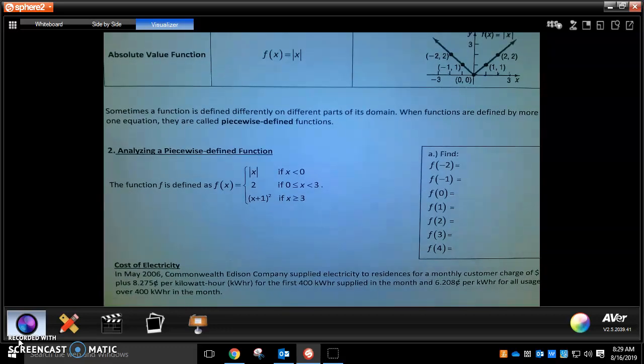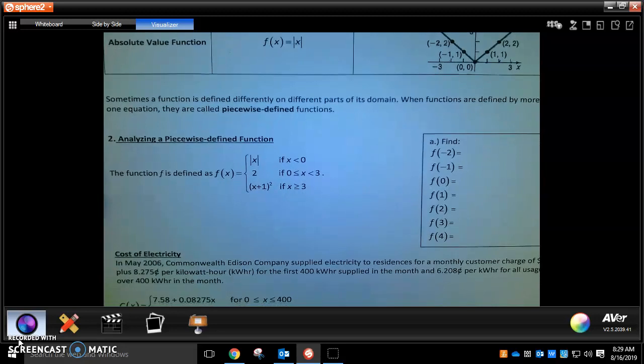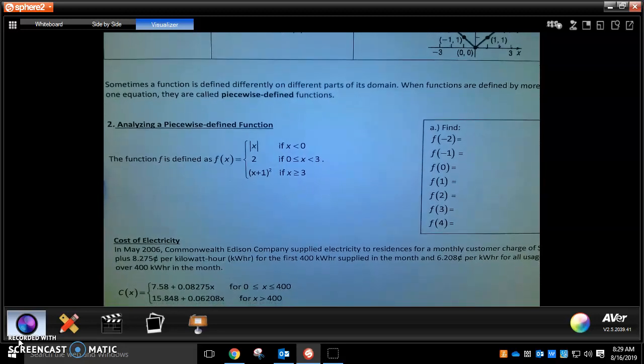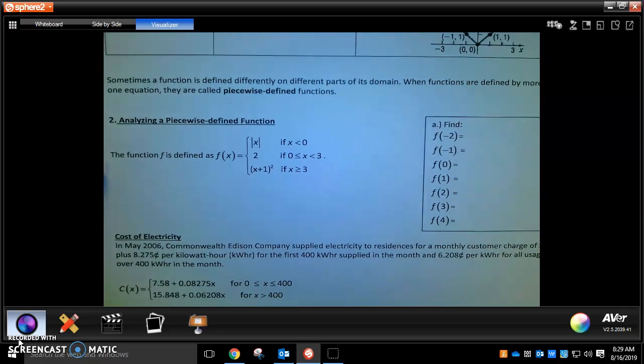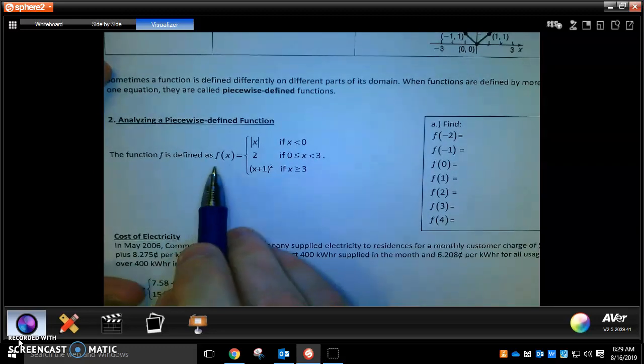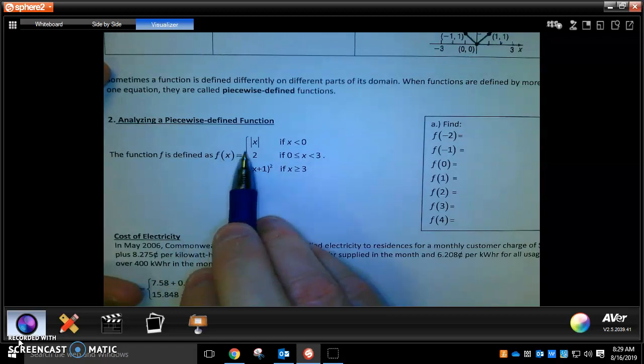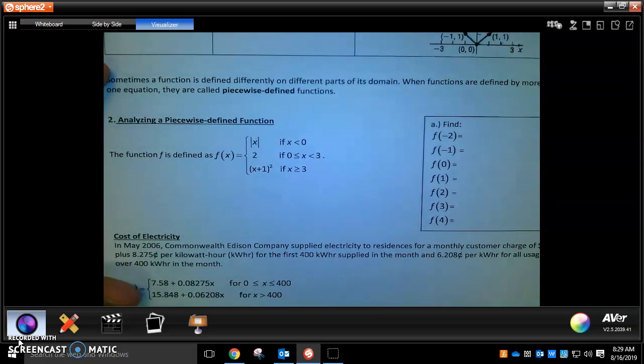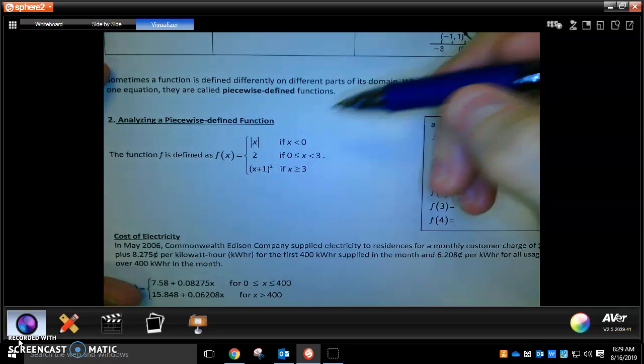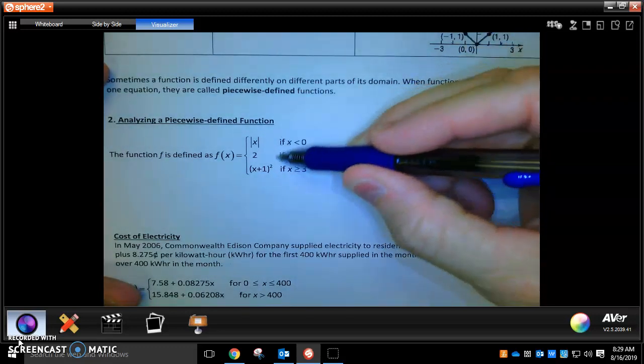Last thing we're going to talk about are what are called piecewise defined functions. Okay, now this one may take a little bit more time to get if you haven't seen these before. This is a function that gets split into different values depending on what x's you are trying to plug into it. So that's what this over here is telling you.